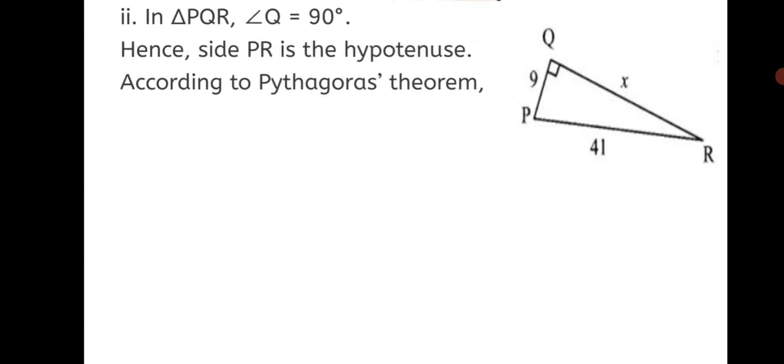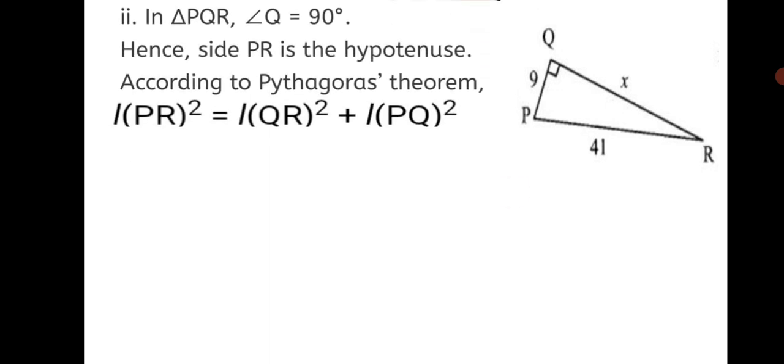Second sub question. You can see in this figure triangle PQR, angle Q is a right angle. So in triangle PQR, angle Q is equal to 90 degree. Hence, side PR is the hypotenuse. Now we will take the statement according to Pythagoras theorem. Length PR square is equal to length QR square plus length PQ square.